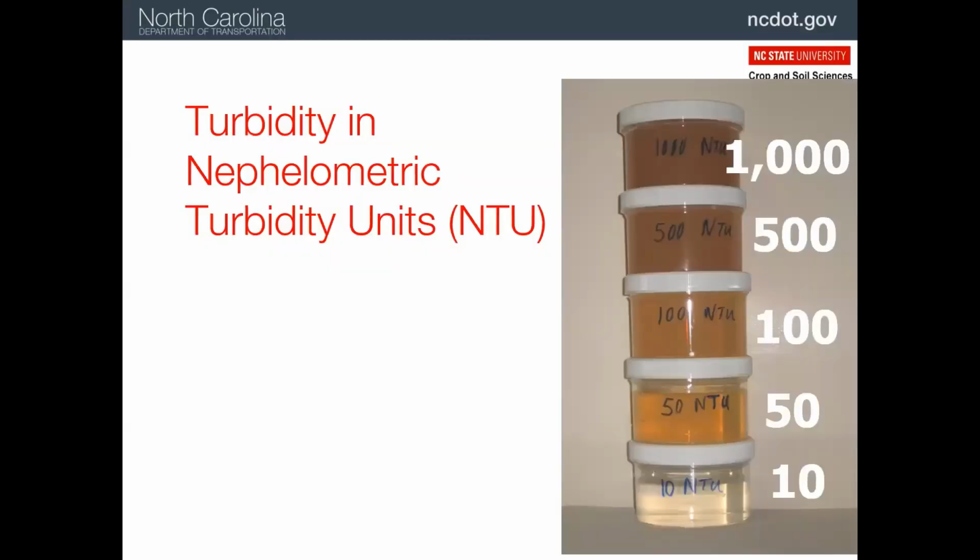So again, just calibrate your eye about what turbidity looks like. For drinking water, if you're a supplier of drinking water, let's say for the city of Raleigh, your scale of turbidity is going to be 0 to 0.1. So this would be way too turbid for tap water for most of the water suppliers in North Carolina.